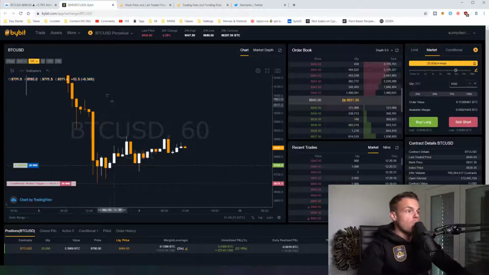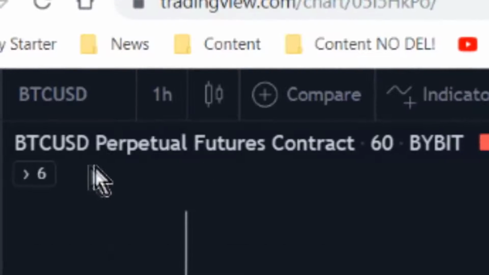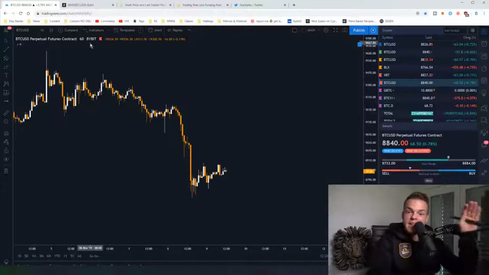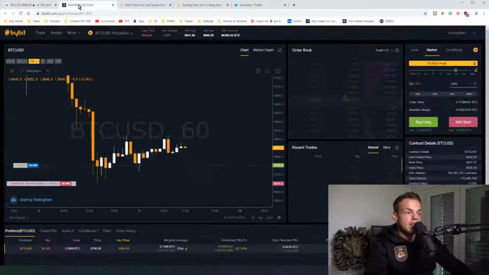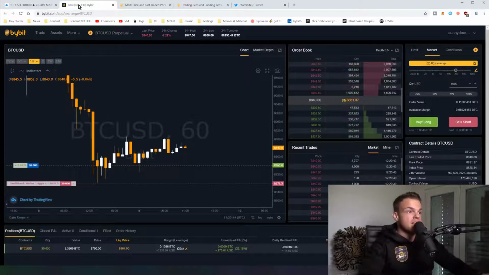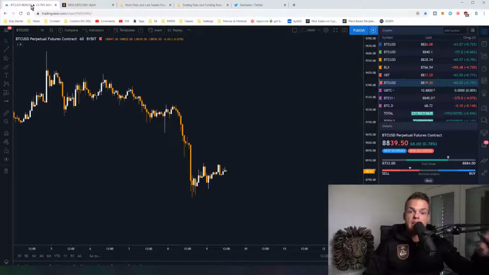If you want to do your whole technical analysis on TradingView, there is a ticker called BTC USD Perpetual Futures Contracts from Bybit. Here you can do the technical analysis on real TradingView, and then later on you can lock in your trades on Bybit. So far you cannot do that directly from TradingView.